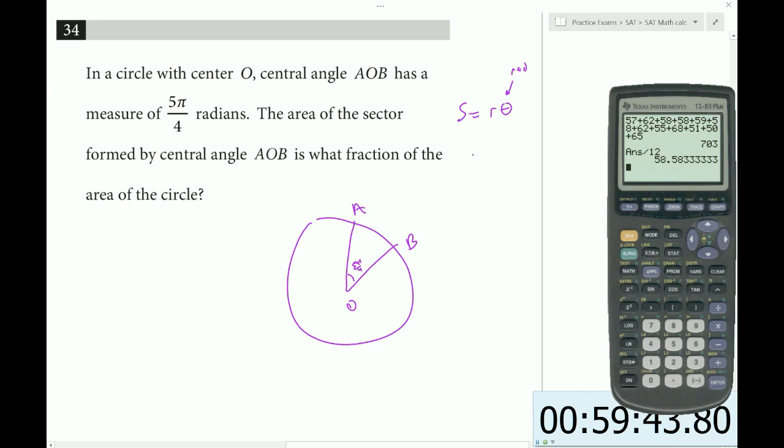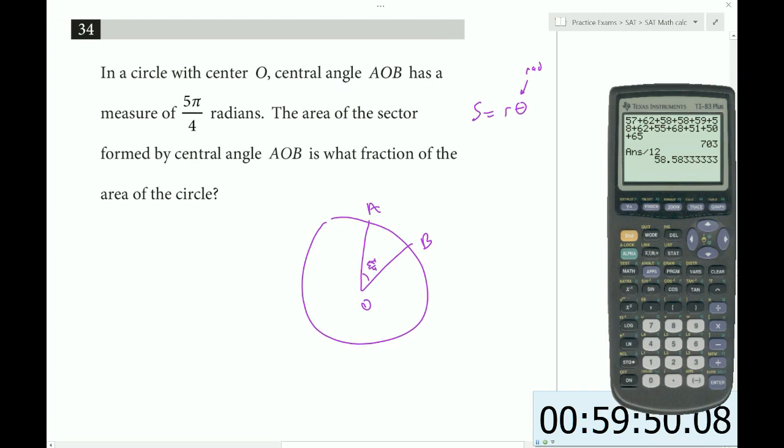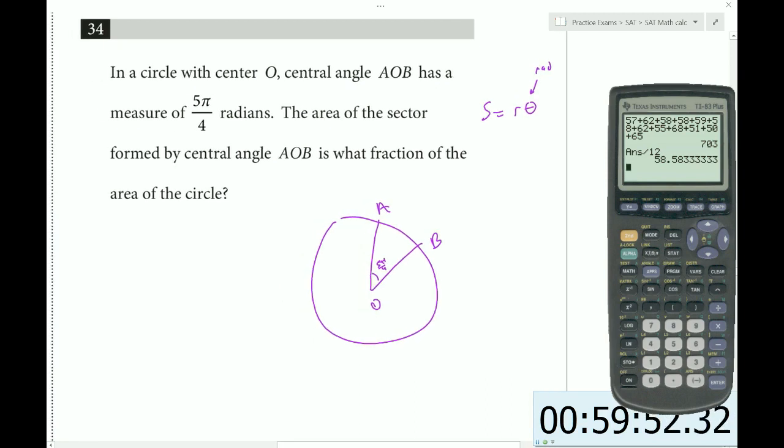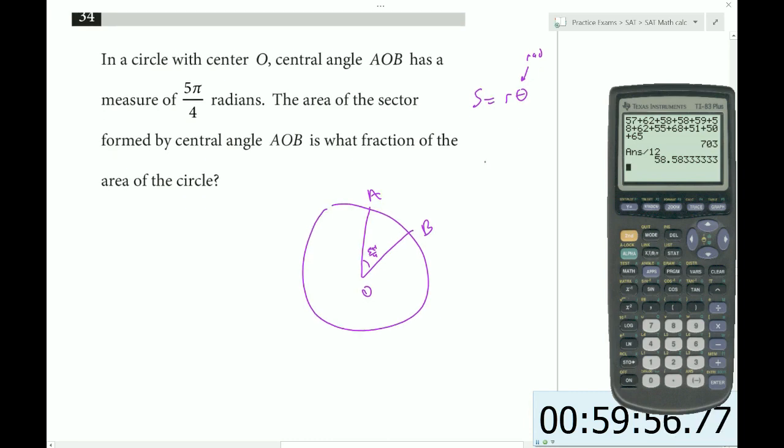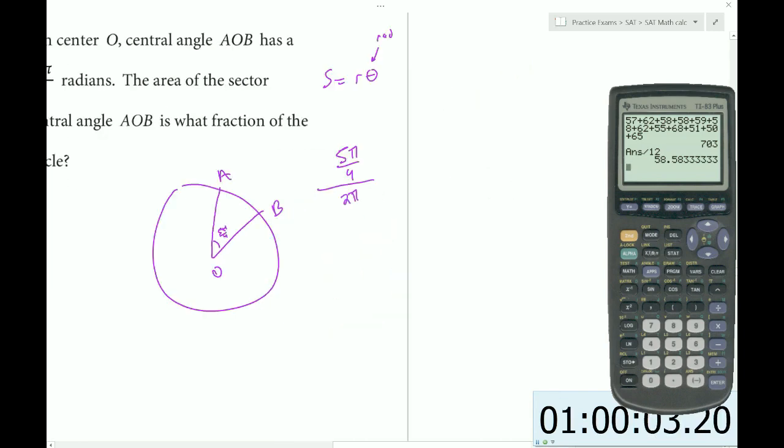Well, let's see. Do we know the radius? I don't think so. All we know is the angle. So what we can do is say, all right, 5 pi over 4 is our angle. That's out of a total of 2 pi. So that could give us the fraction of the circle right there.